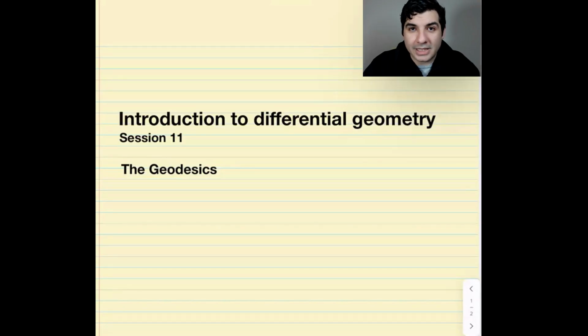Today we learn about geodesics. Geodesics are essentially the equivalent of straight lines inside Riemannian manifolds. They're among the most important objects in Riemannian geometry, and in fact, there are mathematicians out there spending their lives studying geodesics. Okay, to see what a geodesic is, let's go back to Euclidean geometry.